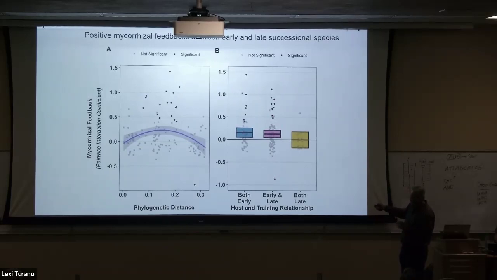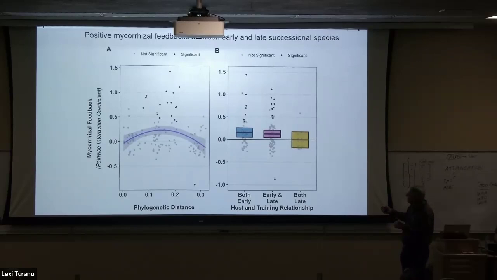We're also getting positive feedback when the two plants are both in the early successional category. That says that this early successional category actually represents very different life history patterns, and it's not simple. It should perhaps be dissected out more, since some of them are good hosts and responsive and some of them are not.